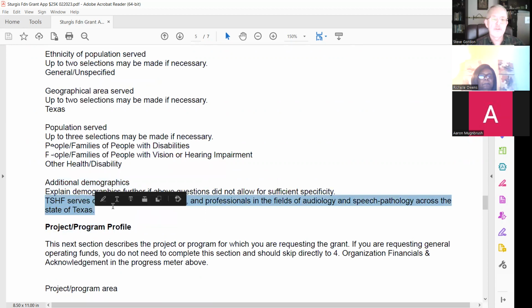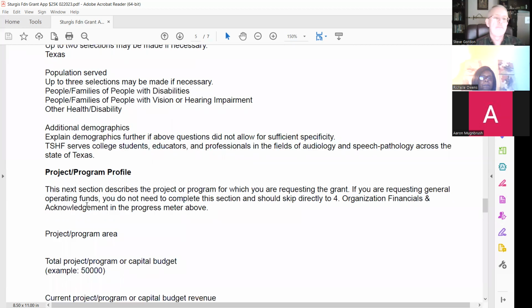And so this one says, oh goodness, TSHF serves college students, educators, and professionals in the field of audiology and speech pathology across the state of Texas. So you're just able to elaborate more about who you serve and maybe the geography of that, or however you want to do that.